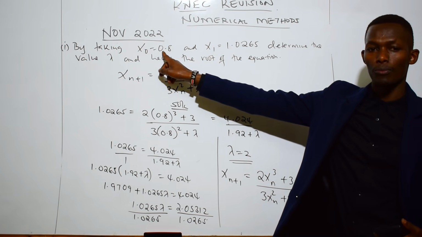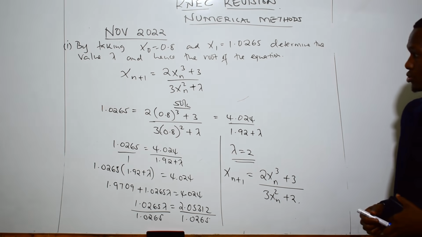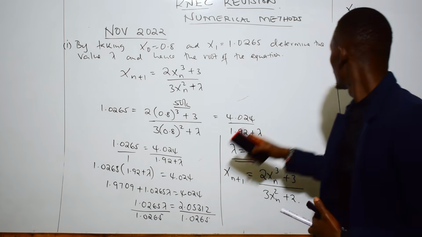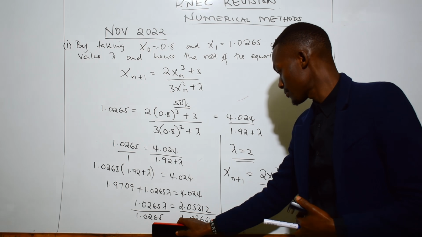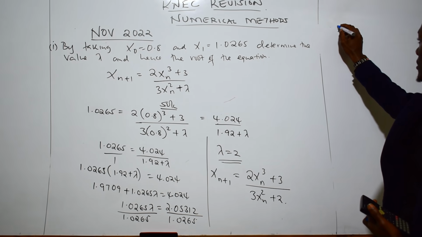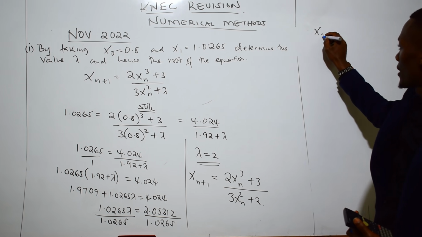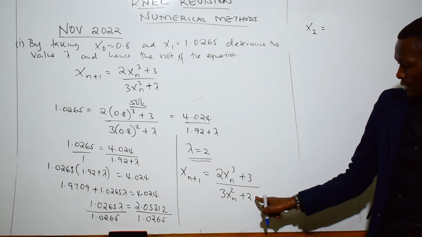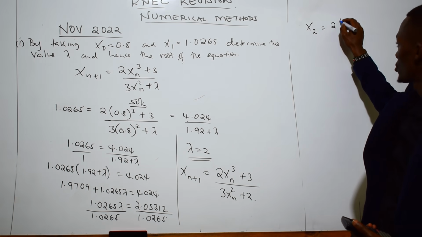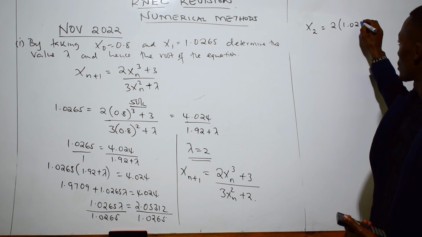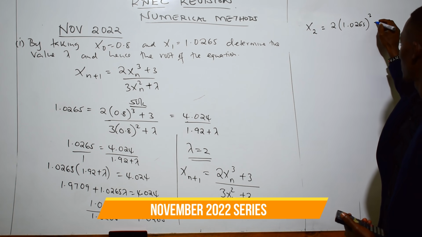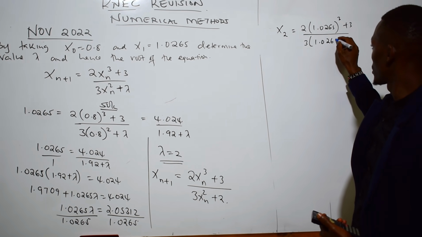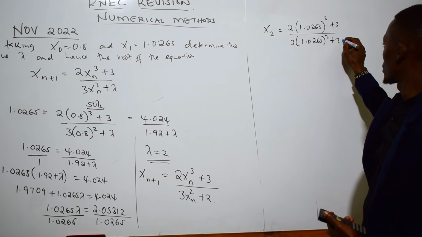So we have the first one as 0.8, the second one is 1.0265. Now let's get the third one. So that is x1, now we have x2. So again, we replace now the value of x1 in this expression here, right? So we shall have 2, and we have 1.0265, then you cube that, then plus 3 over 3 times 1.0265 squared, then plus 2.